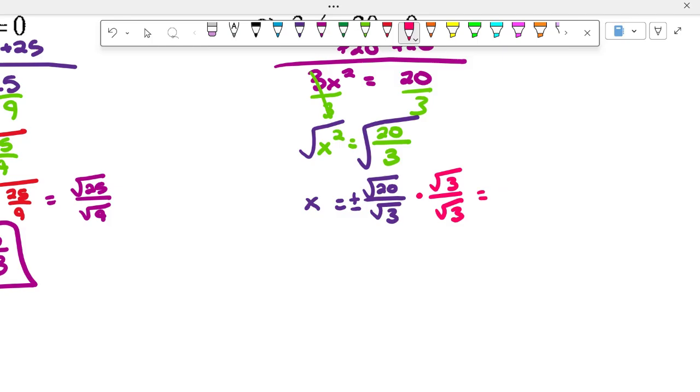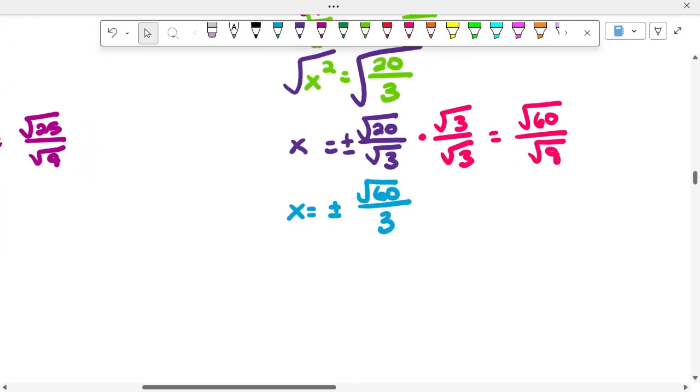So what's the square root of 20 times the square root of 3? Square root of 60 over, what's the square root of 3 times the square root of 3? Square root of 9. Not 9, but square root of 9. Different numbers. So x is equal to plus or minus square root of 60 over, what's the square root of 9? 3.